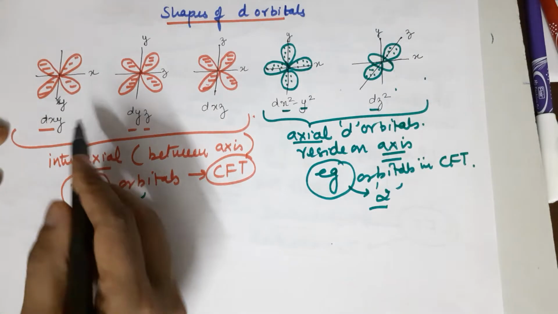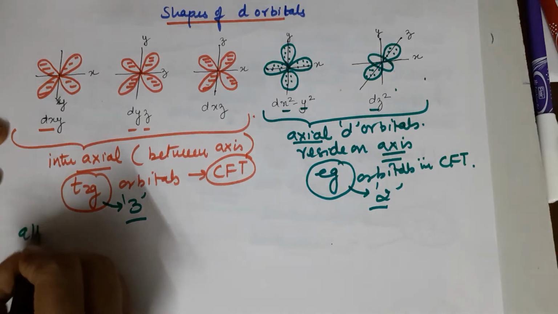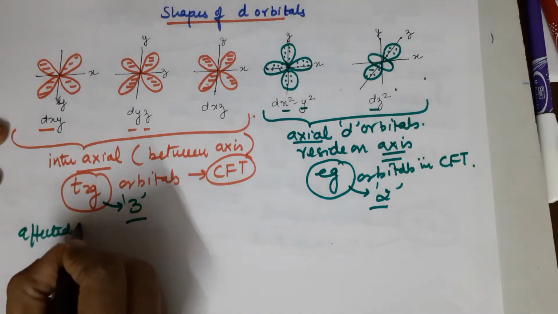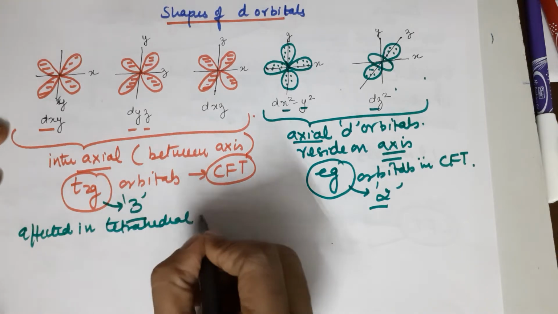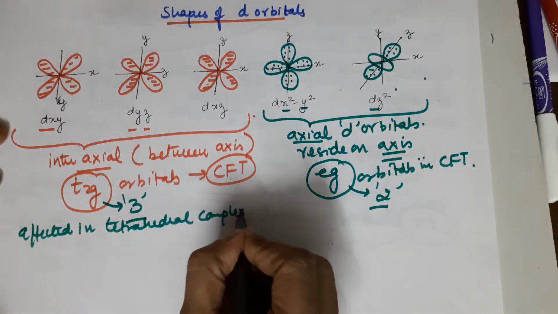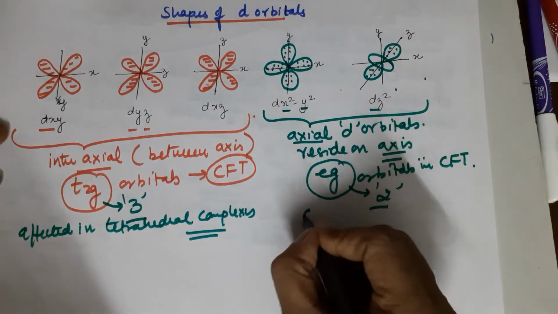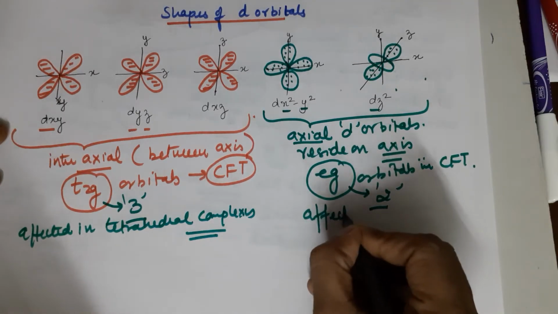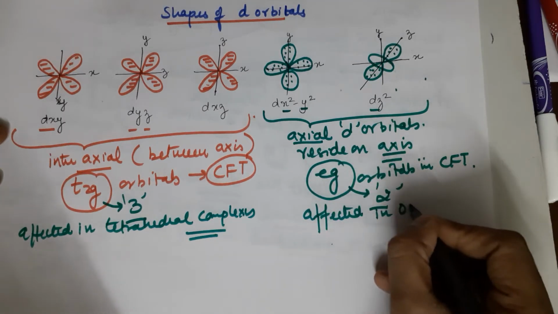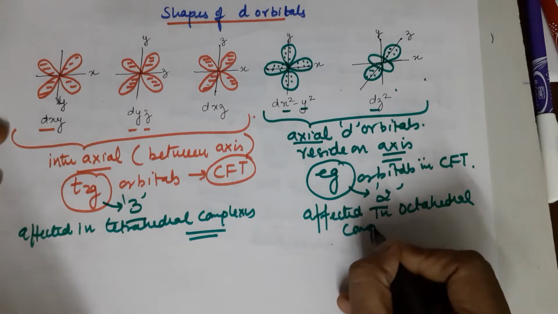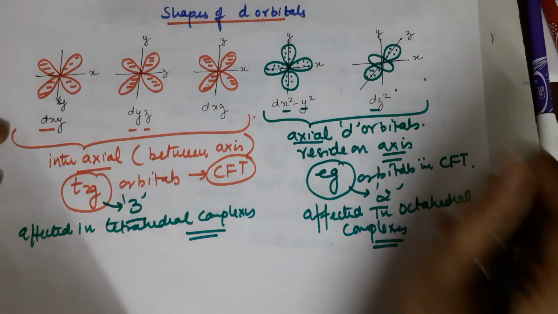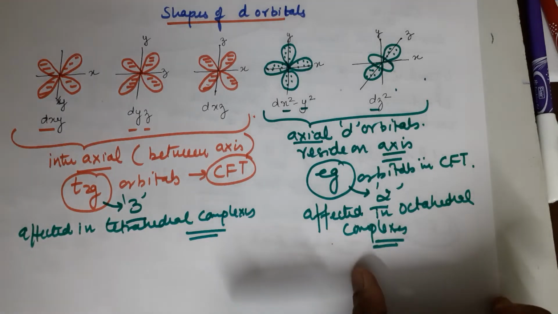So these 3 are affected in tetrahedral complexes, while these 2 are affected in octahedral complexes. The reason is they are on the axis. Fine.